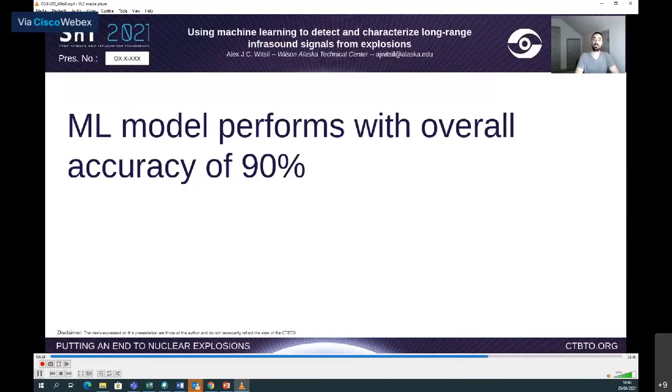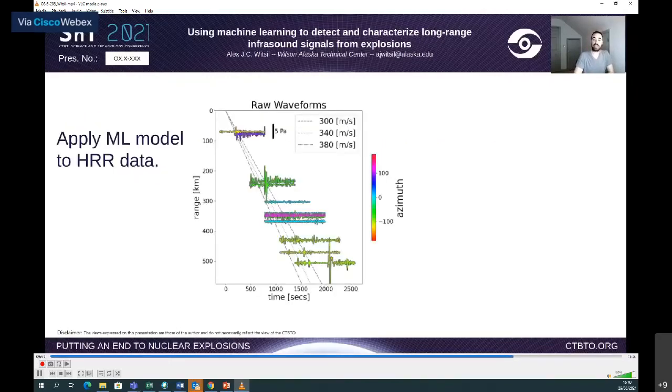In fact, 90% of the time, it was able to identify those synthetic events correctly, and it was able to identify randomly recorded noise correctly. Now, perhaps that's not the most robust result. These are indeed synthetic data, and it's not necessarily going to be accurate, or the same accuracy might not apply to real data collected in the field. But remember, we have the Humming Roadrunner experiment that we can test the model against.